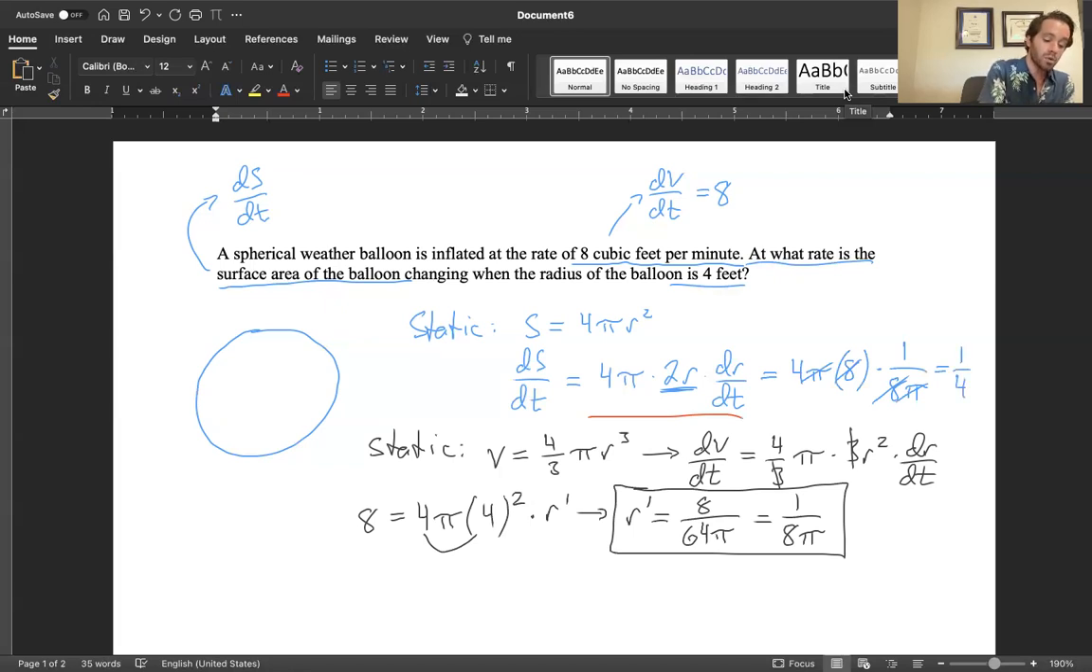And do always put units here. Feet was the radius of the balloon. So since this is surface area, it will be square feet. And because it's a derivative, you need to put it per minute. So 1/4 of a square foot per minute. And there you have it.